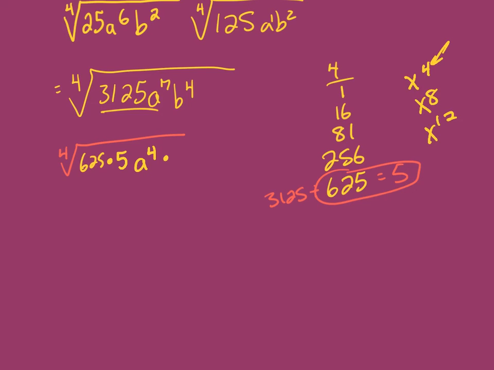But since we're rewriting a to the 7th, we've got to make sure that this still comes out to a to the 7th. So a to the 4th times a to the 3rd, still a to the 7th, but now we can see the power that's in it. And then b to the 4th power. So some of these things are going to come out. The 625 is going to come out. The a to the 4th is going to come out. And then the b to the 4th is going to come out.